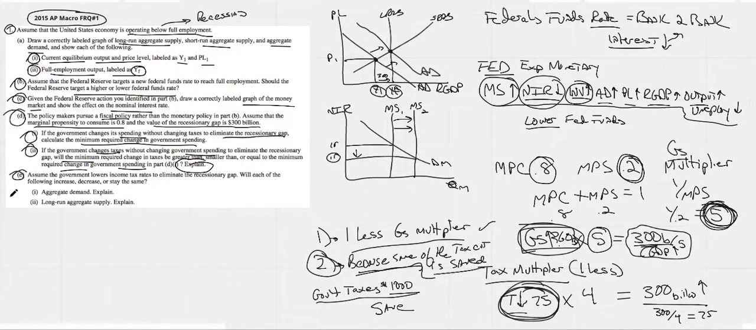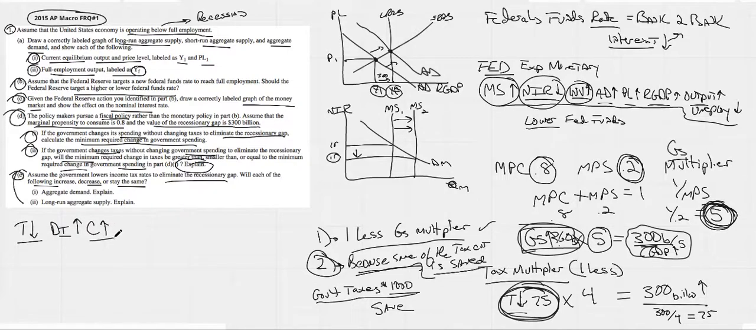All right, and here's E. Again, assume the government lowers the income tax rate to eliminate the recessionary gap. Will each of the following increase, decrease, or stay the same? Well, you and I know when taxes go down, think about this: if taxes go down, do people have more disposable income? I would say they do. When they have more disposable income, does consumption go up? They're going to spend it?